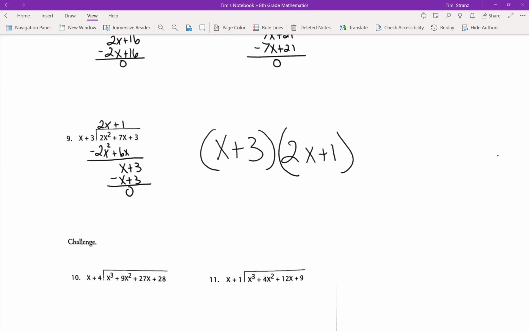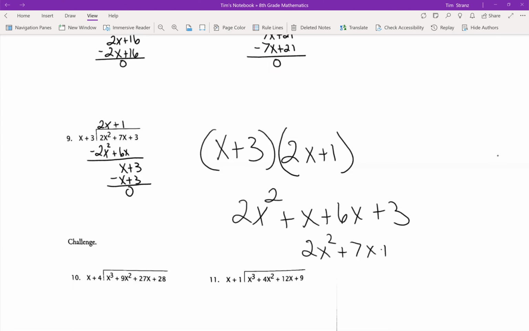X times 2x is 2x squared. X times 1 is x. 3 times 2x is 6x. And then 3 times 1 is 3. Add the two like terms together, you get 2x squared plus 7x plus 3, which matches up perfectly with that. Okay, so you know you did it right if you match it up perfectly.